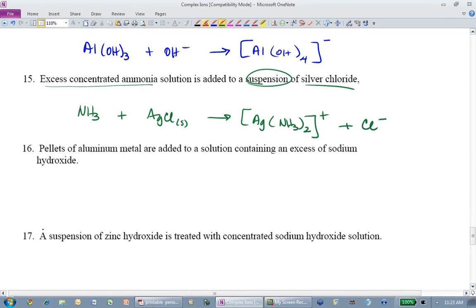All right, so I'm going to need 2 of these ammonias. And that's all I got. Total charge on the left, 0. Total charge on the right, 0. We are good.